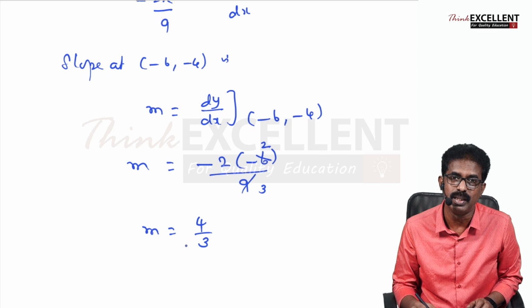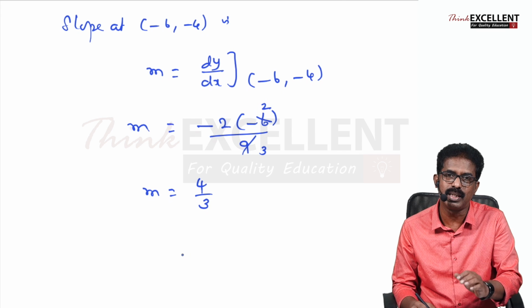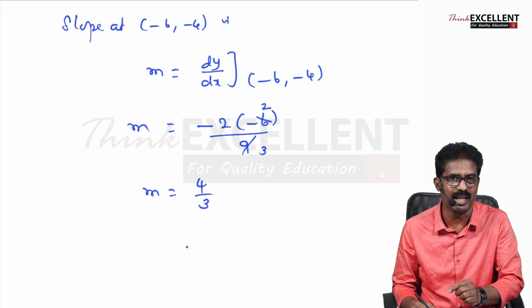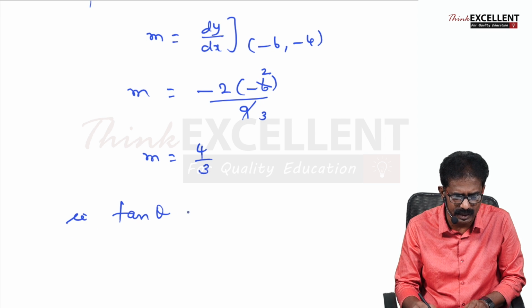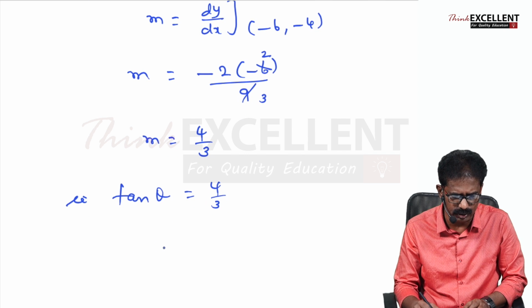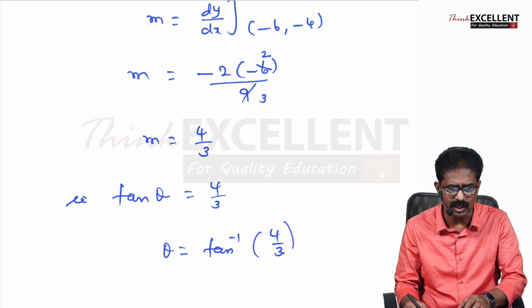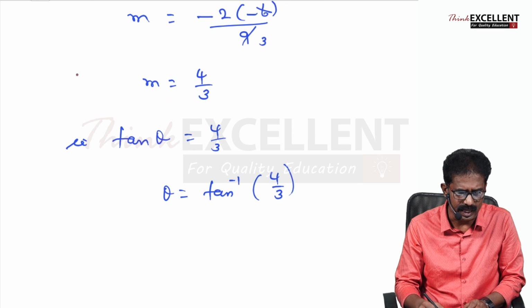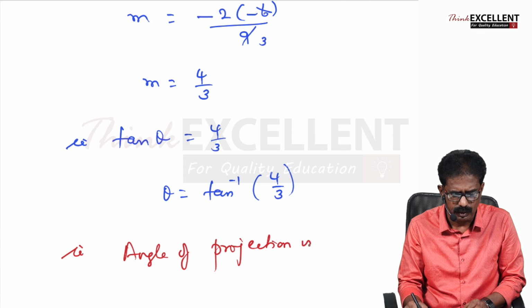They didn't ask you to find slope. They asked find the angle of projection. You have to find theta. But for slope, there is another formula in angle, right? So slope m can be written as tan theta. So tan theta equal to 4 by 3. This 4 by 3 is not our regular table value. So you write theta equal to tan inverse 4 by 3. That is, the angle of projection is tan inverse 4 by 3.